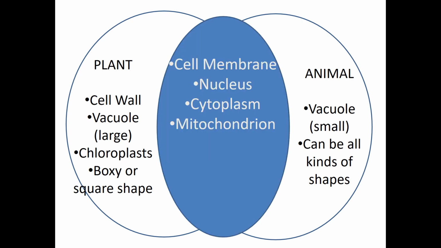And then finally, they both have a cell membrane. They're both going to have a nucleus, obviously, because they're eukaryotic. They're both going to have cytoplasm, and they're both going to have mitochondria.